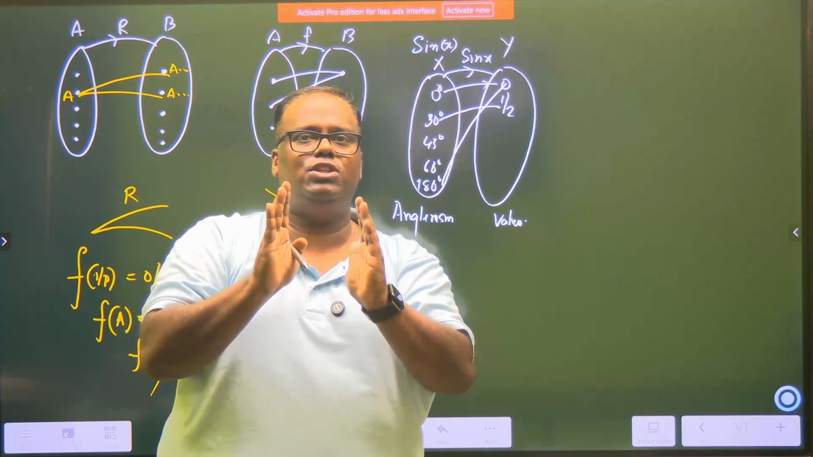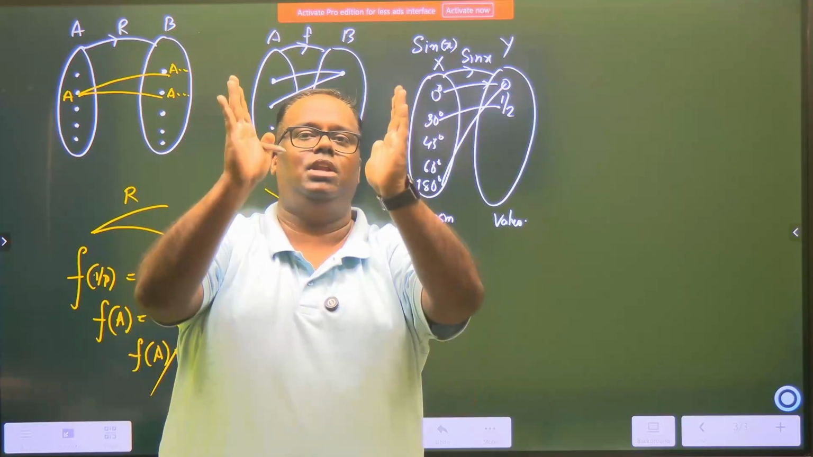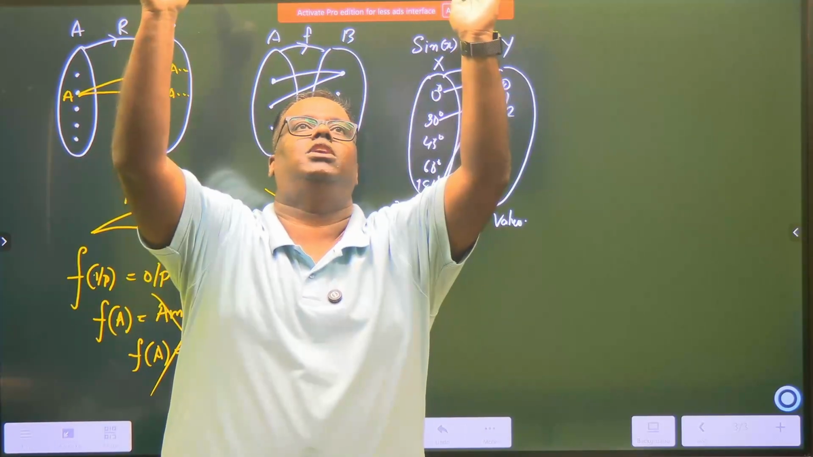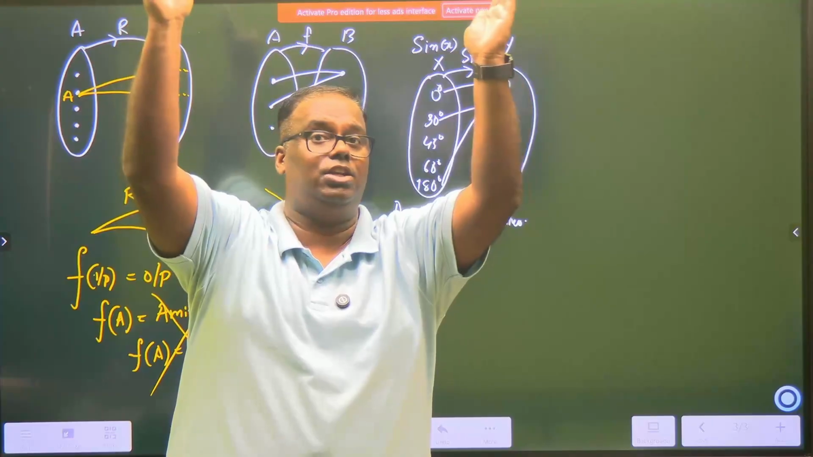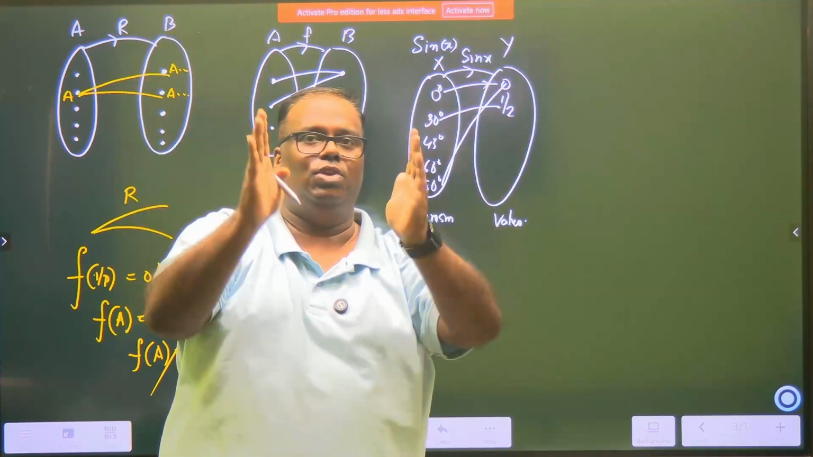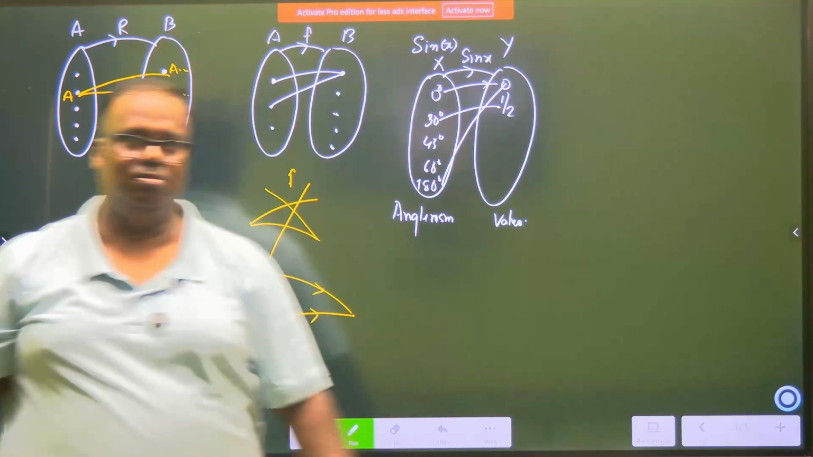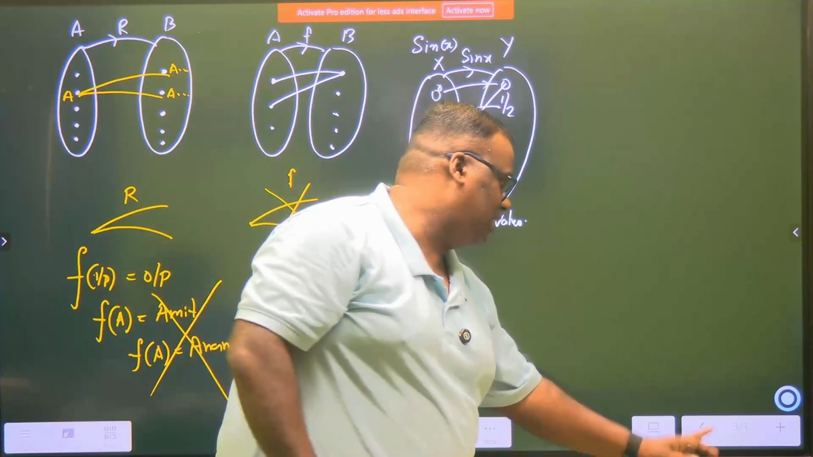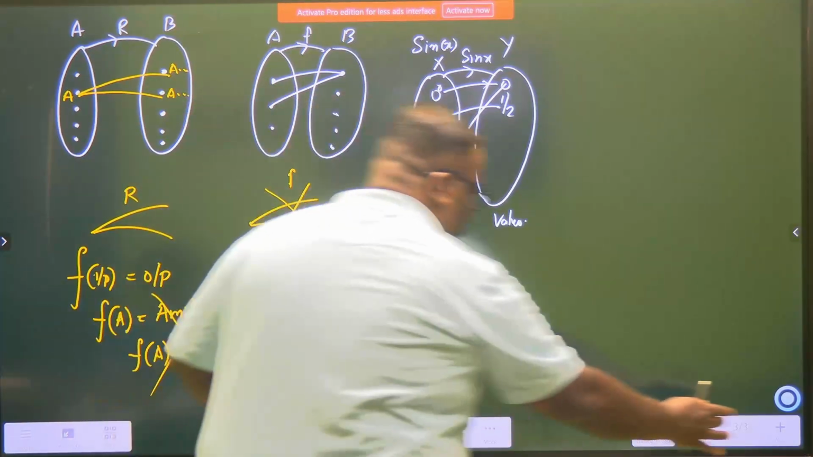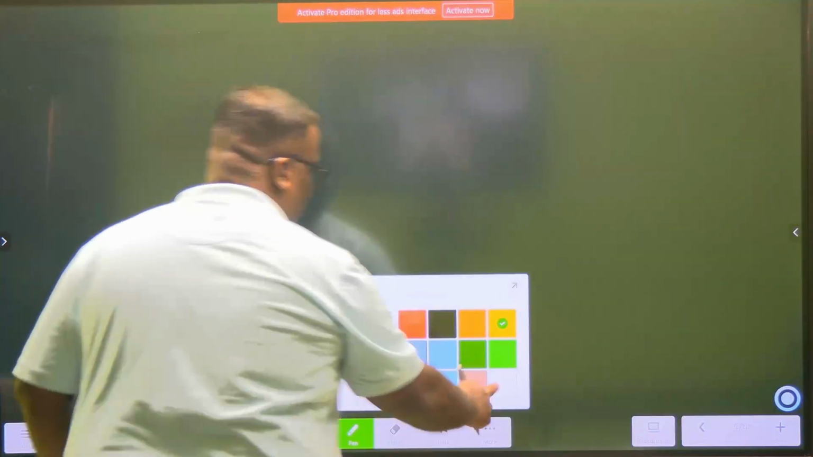Functions are very, very specific. Every function is a relation. Every relation is a set of ordered pairs belonging to the Cartesian product. But not every subset of ordered pairs of the Cartesian product gives you a relation that is a function. All relations don't give you a function. Let's see one more example. The more examples you see, the more the clarity will develop.